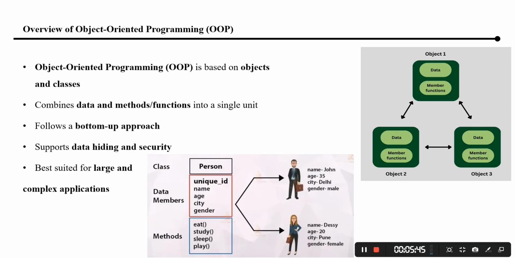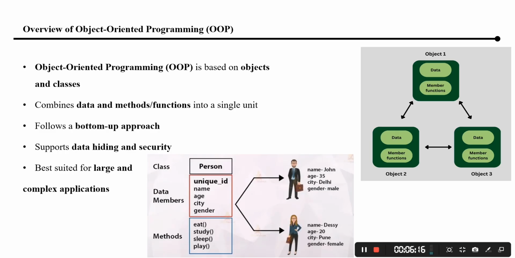You can look at another example, class. The class is person and its data members are id, name, age, city, gender. Methods are eat, study, sleep, play. The data members are the attributes or the features of the objects that are lying under the class, so that we can identify that particular object. And methods are the actions that each object can perform.